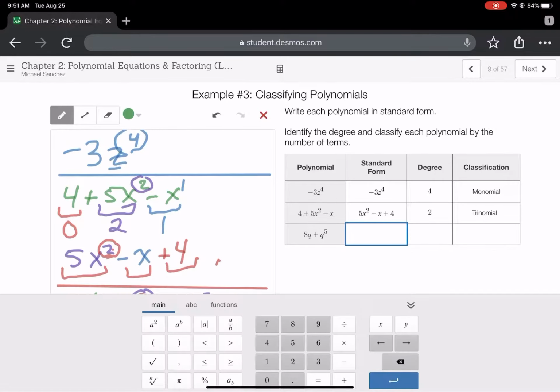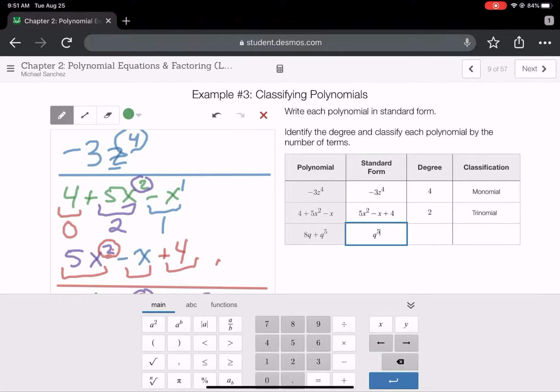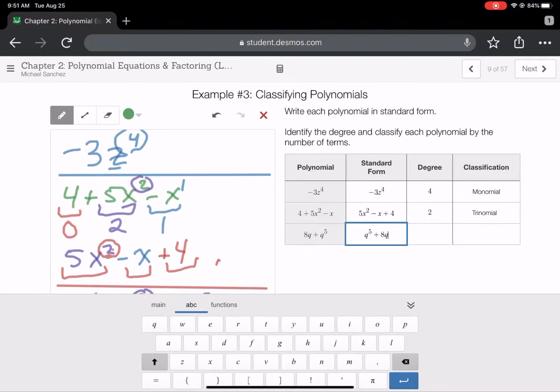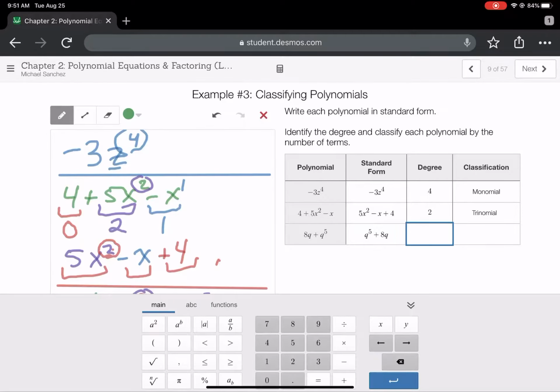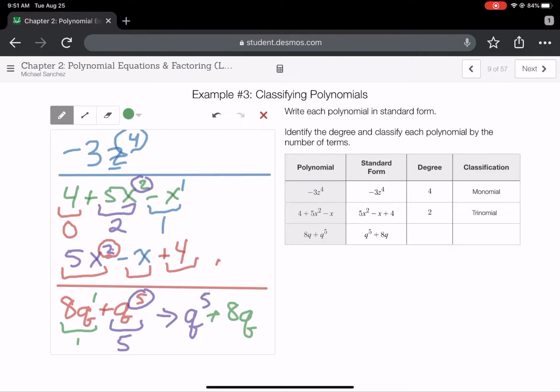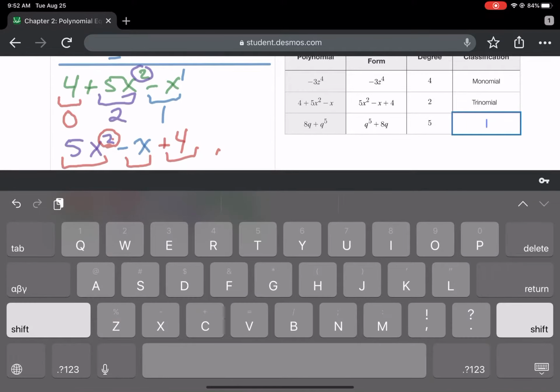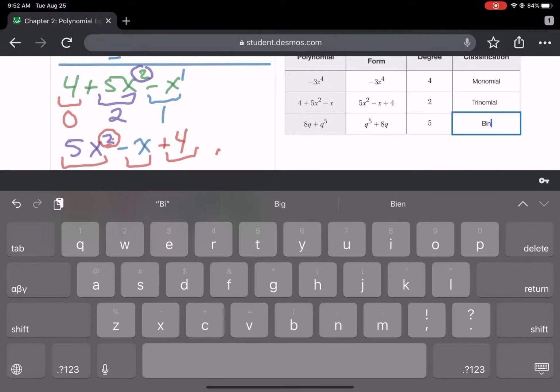All right, q to the power of 5 plus 8q. And then we'd look at the degree. The degree is the highest degree, the degree of the leading term. So that's 5. And notice how right now we're going to see that this actually has two terms, q to the power of 5 and 8q. So this is a binomial.